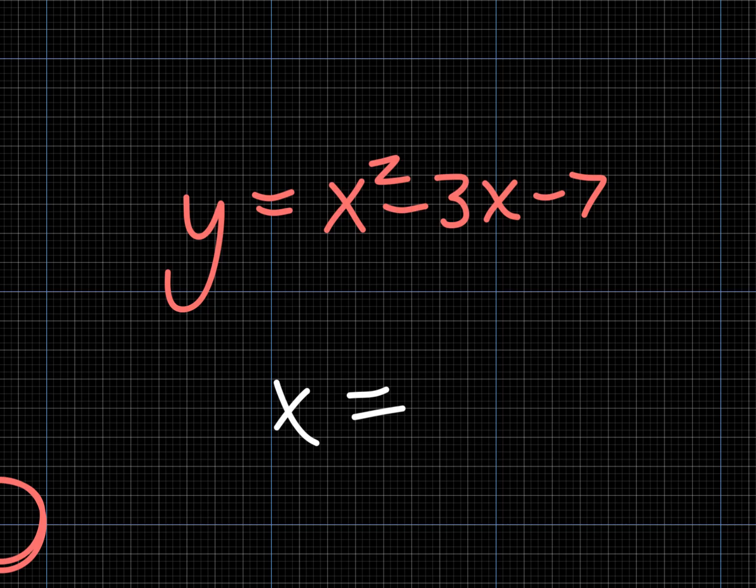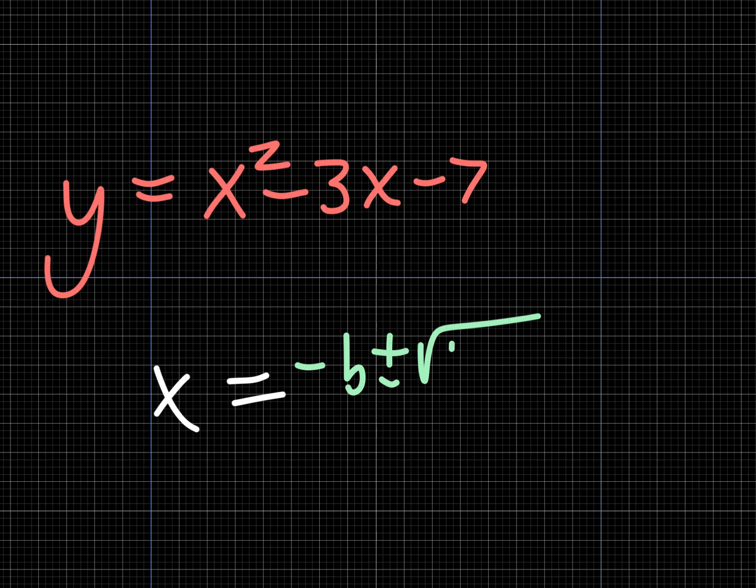You should give the kids 3 seconds to recall it. If they don't know it after 3 seconds, they didn't really know it. Negative b plus or minus square root b squared minus 4ac all over 2a.